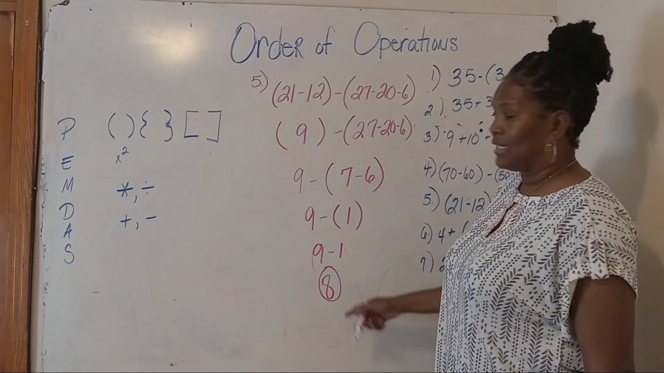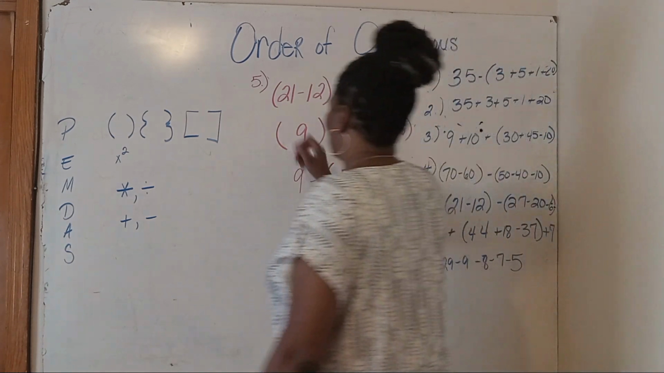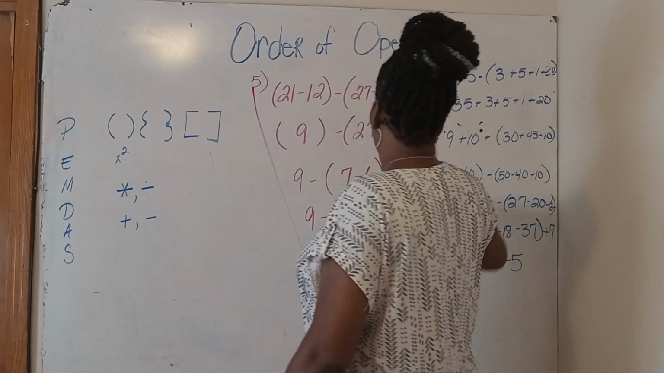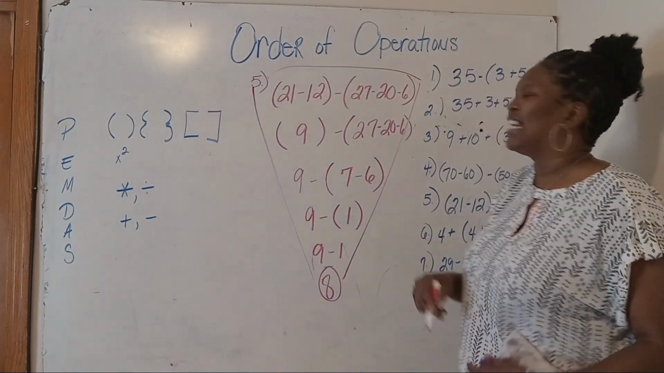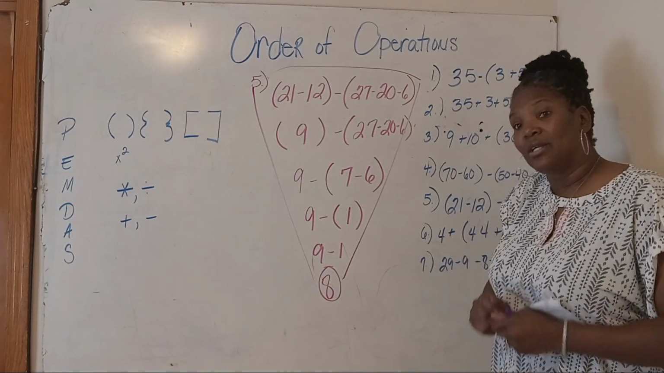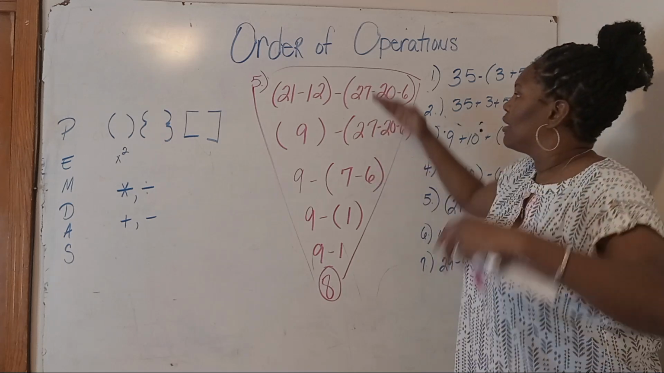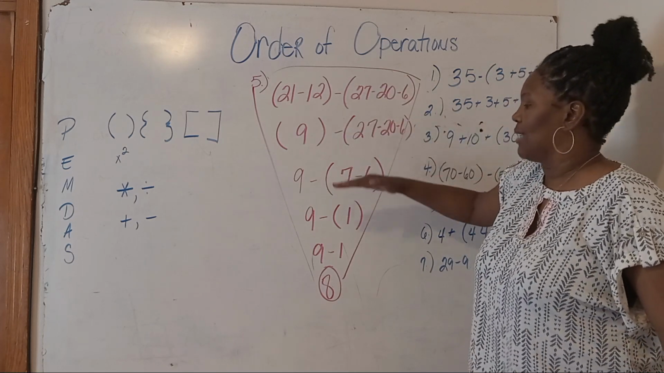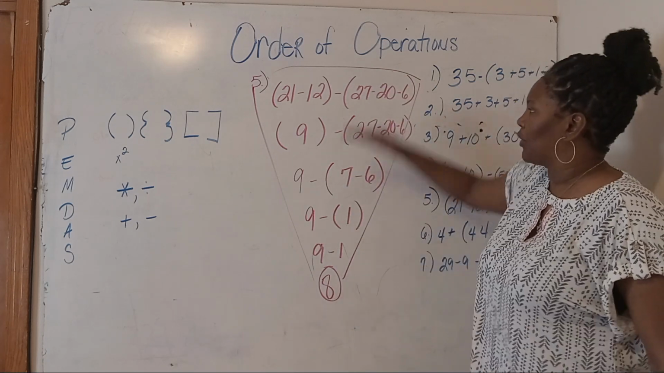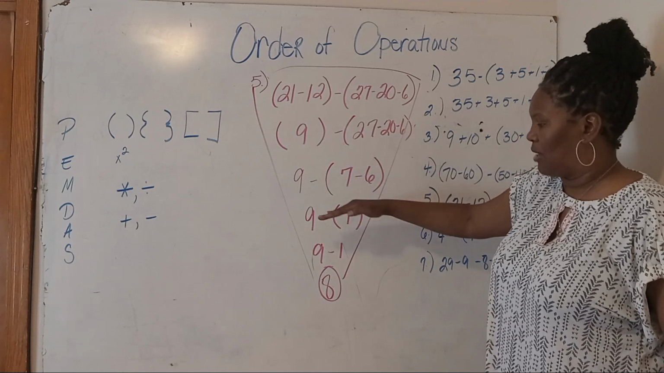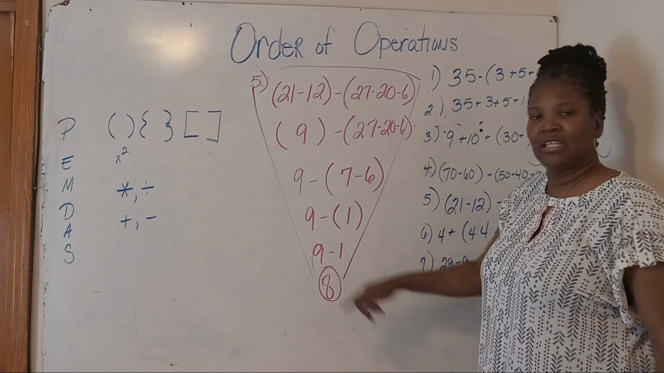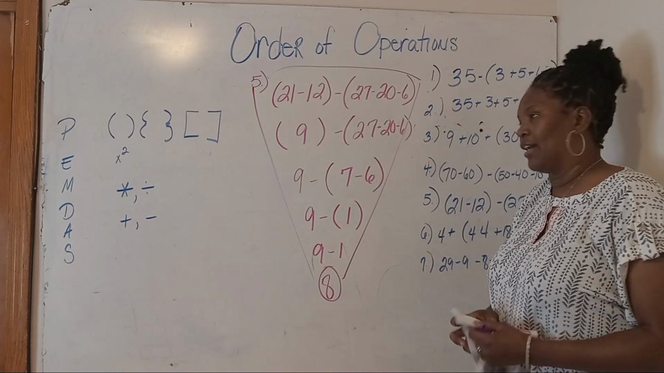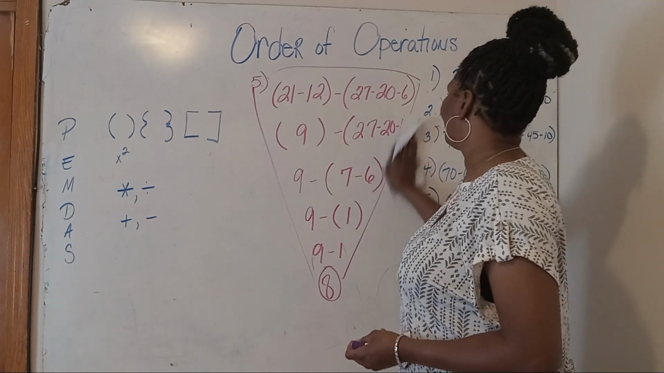I got my answer. I circled it so my teacher won't have a hard time finding it. And then I'm just making my Dorito. Now, y'all don't have to do that, but I keep doing that so you will remember that when you're doing order of operations, it's going to keep on going. It's going to keep on getting smaller and smaller and smaller until finally we just have one answer down there. Okay? And it looks like a Dorito.